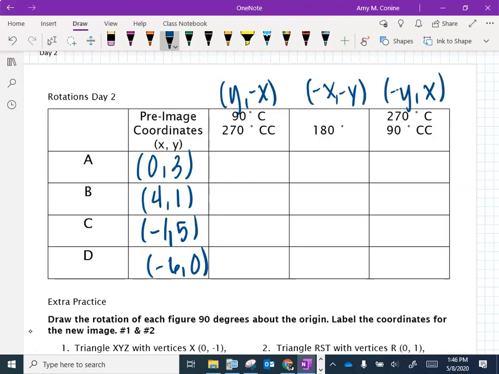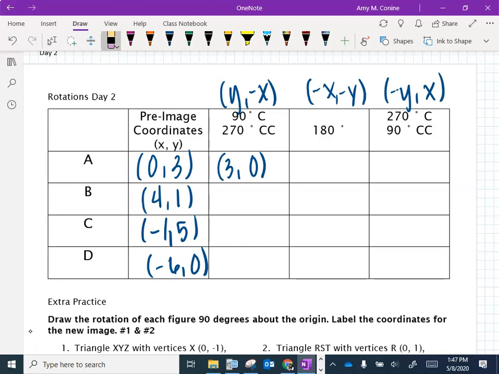So we're going to talk about these 4 points, just kind of reviewing what we talked about with our shortcuts. For point A, our pre-image is (0, 3), and we're going to do all three of the rotations. For the first one, it's 90 degrees clockwise, 270 counterclockwise. So you switch your X and Y, and then X is opposite. If we switch our X and Y, it's now 3, 0, and then X would be negative here, but we don't put a negative with 0, so it's just 0.